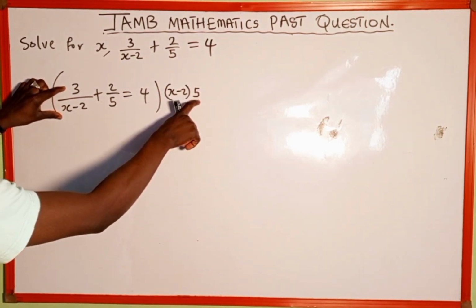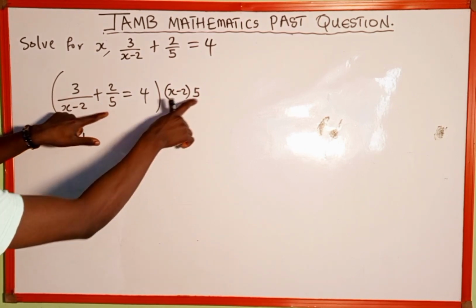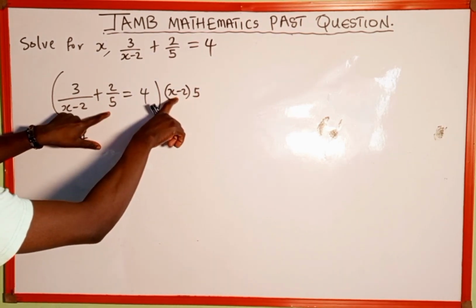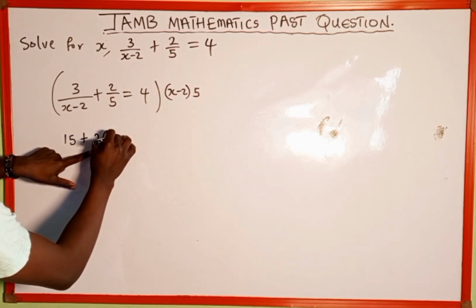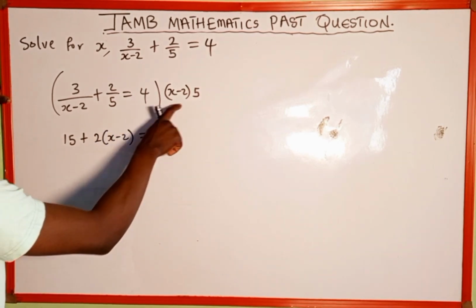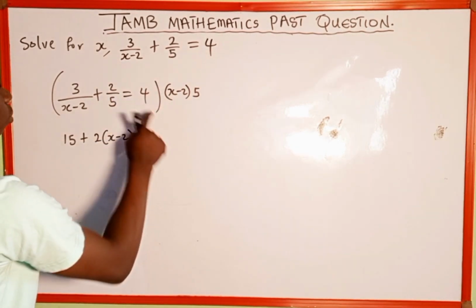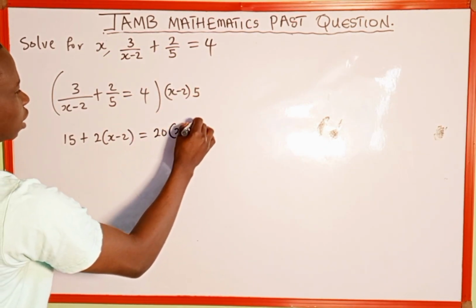We are left with only 5. Then 5 multiplied by 3 is going to give us 15. Plus 5 is going to cancel 5. We are left with x minus 2. And x minus 2 multiplied by 2 is the same as 2 into the bracket of x minus 2, which is equal to, there's no denominator here, then we multiply everything by 4. 4 multiplied by 5 is going to give us 20, then into the bracket of x minus 2.